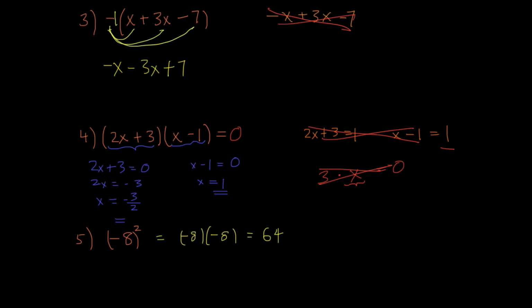But what people tend to do is they say, well, I have negative 8 squared, so that's negative, and then 8 times 8. And they say, well, 8 times 8 is 64, and because there's a negative, we attach the negative. So they say, well, negative 8 squared, oh, that's negative 64. But this is wrong. When you have a negative being squared, then it's that negative value times the same negative value. So when you have a negative times a negative, that has to give you a positive value.